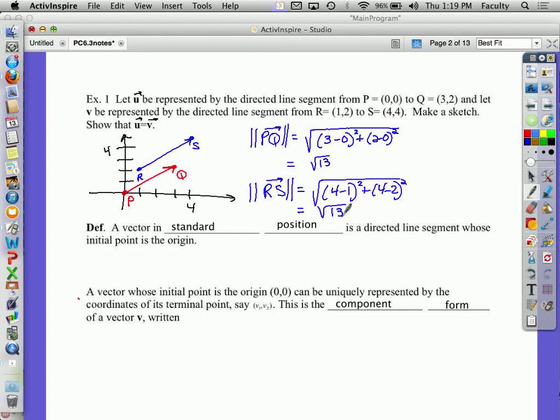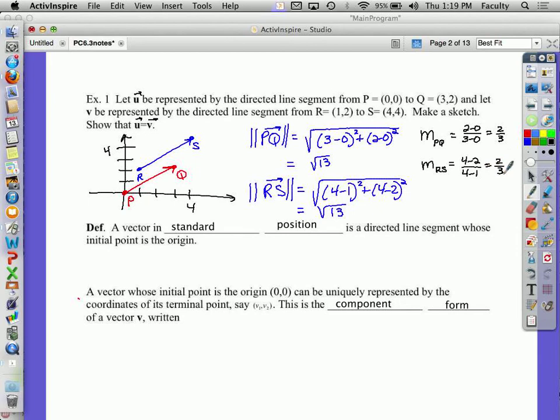So now watch this. I'm going to use a subscript because we're going to do two different slopes. So let's use slope subscript PQ. Well, we know y2 minus y1 over x2 minus x1. That's 2/3. And then we want to do the slope of RS. Again, y2 minus y1 over x2 minus x1.